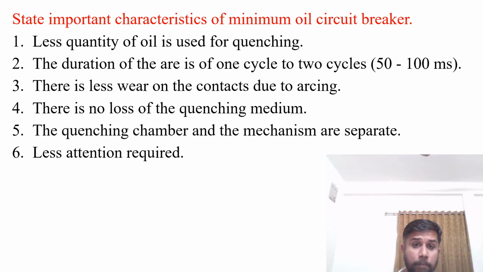So these are some important characteristics of minimum oil circuit breaker, due to which it is highly used in industry and substations as well as transmission networks and distribution networks.